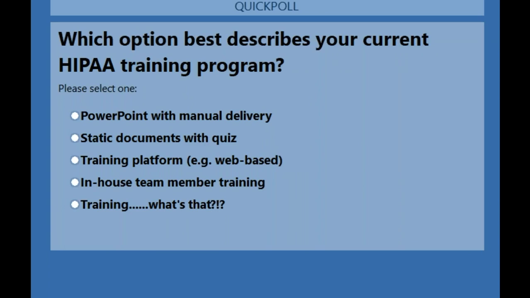But for the administrative, how are we training? This is a big part of it, making sure our staff is trained. So are you training via PowerPoint, manual delivery, static documents with quiz, training platform, somebody in-house, a team member training, or what is that? And if we have too many of those, I'm going to send Bubba after you. If we have too many, answer E. So let's give a couple more seconds and let's post the results.